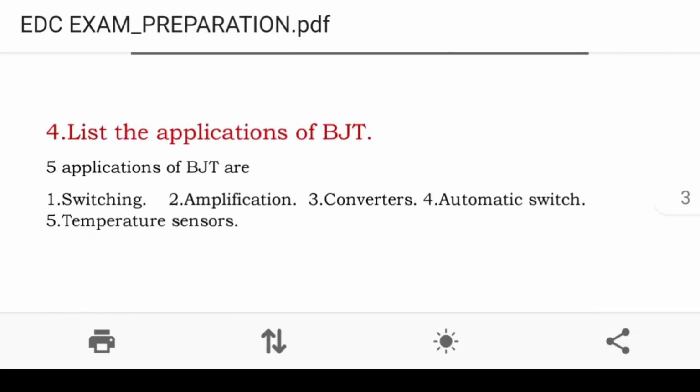Next we go for applications of BJT. Simply we have to write 2 or 4 applications. If you write them, you will get 2 marks. List out the applications of BJT. BJT is a transistor. We can use it as switching, amplification, converters. In converters like inverters we are also using BJT, automatic switches, temperature sensors. These are 5 applications of the bipolar junction transistor. As switching devices we use it in SMPS, switch mode power supplies, amplifiers, converters, automatic switches. If you write at least 4 applications of the transistor BJT, then you will get 2 marks.